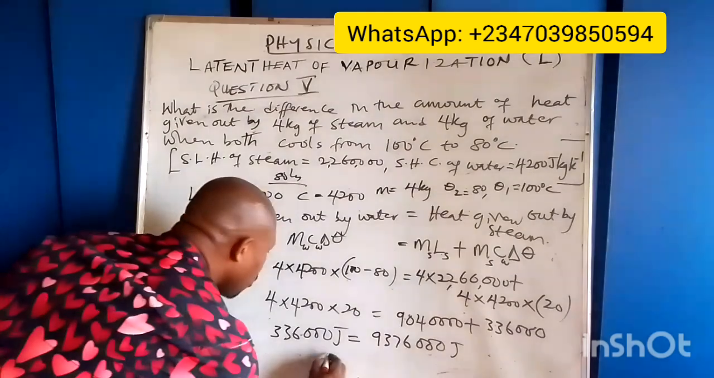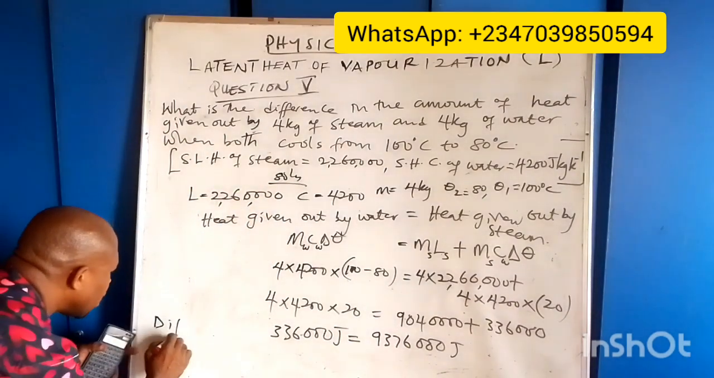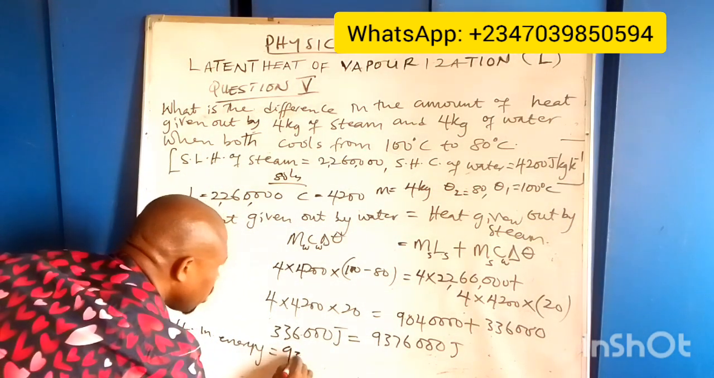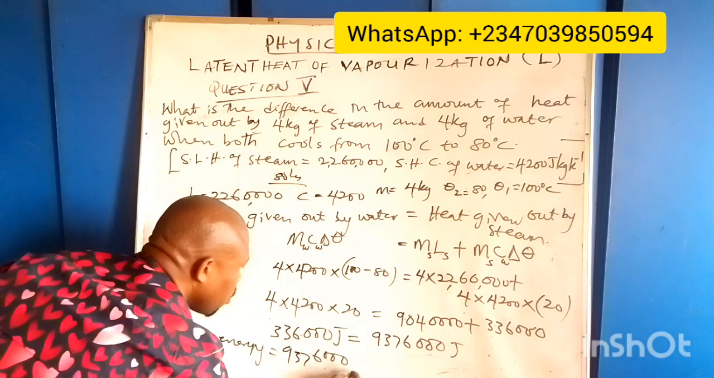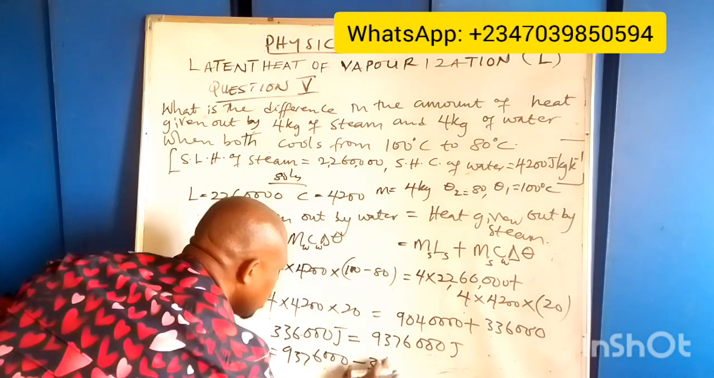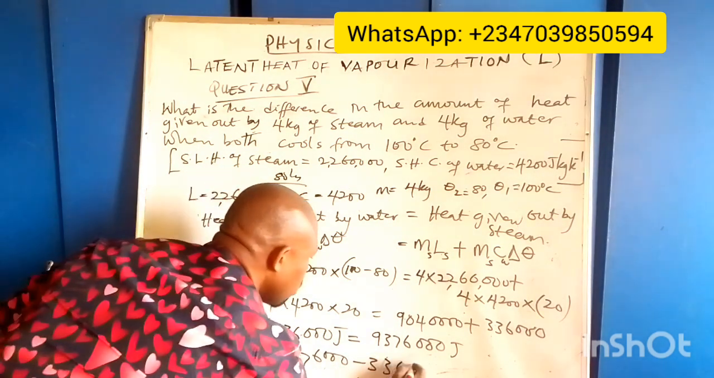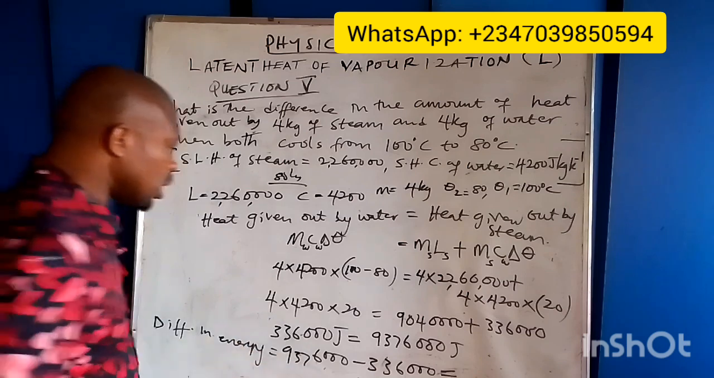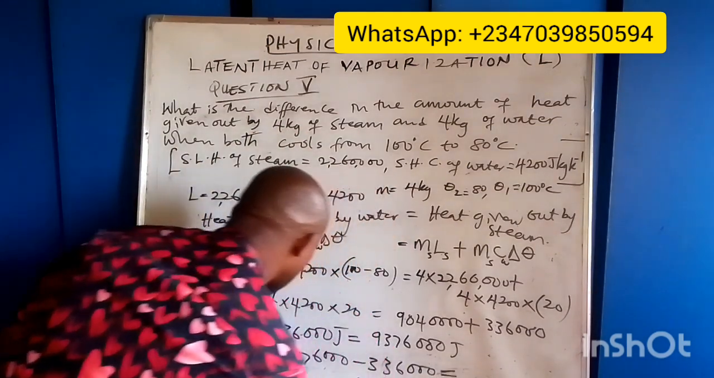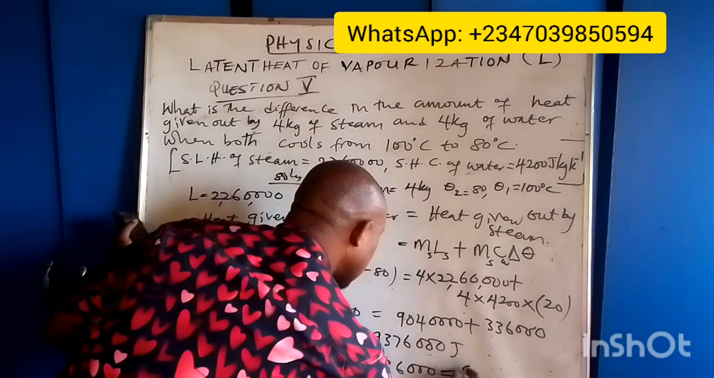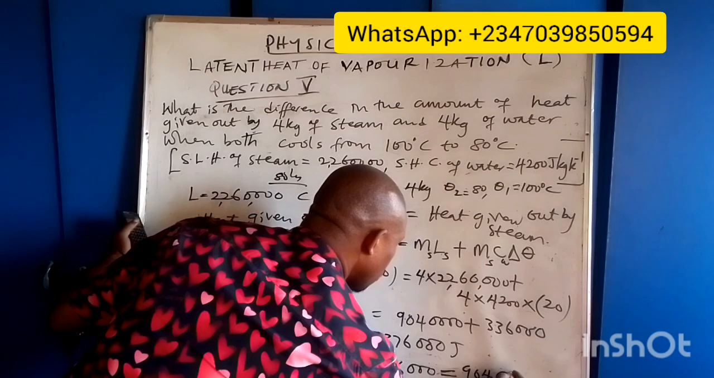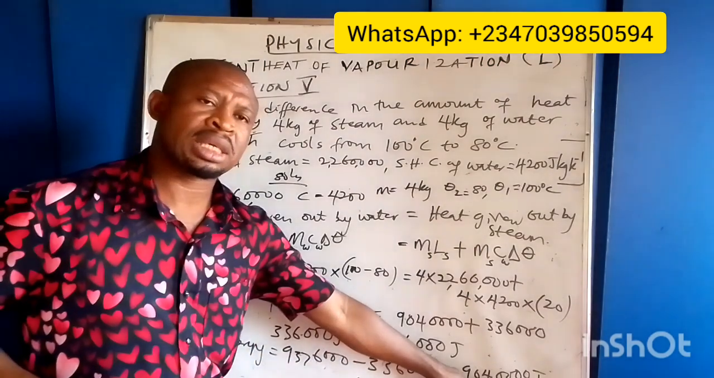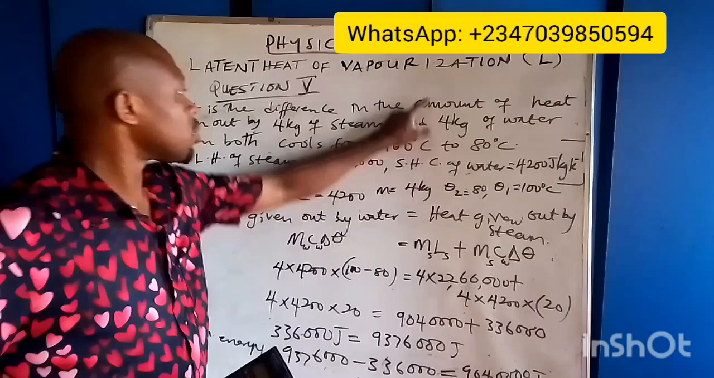At the end of the day, the difference in energy, or difference in heat, will be the steam's total minus 336,000. The difference in the heat given out, this minus this, will give us 904,000 joules. So this is the difference in the energy given out by the steam and that of water.